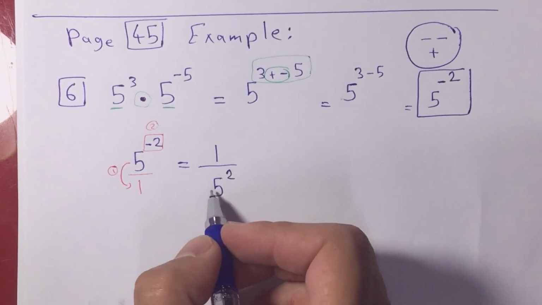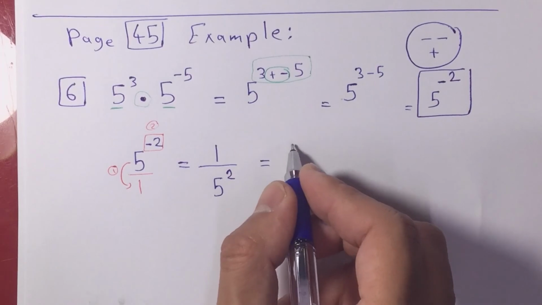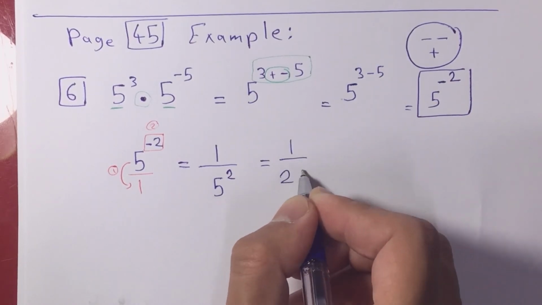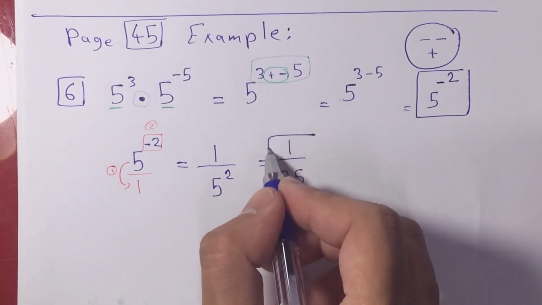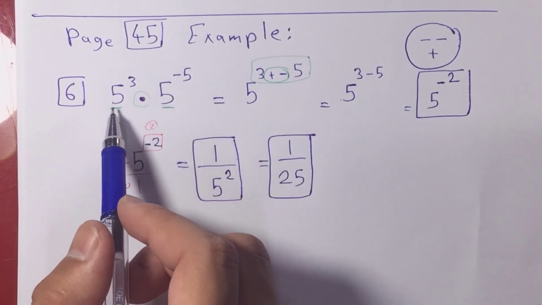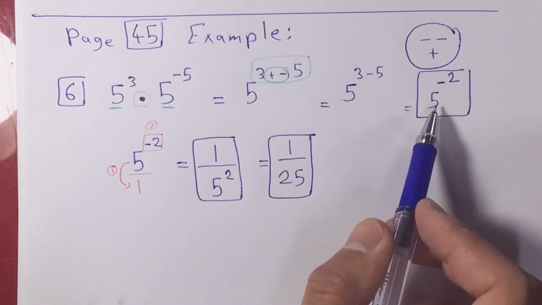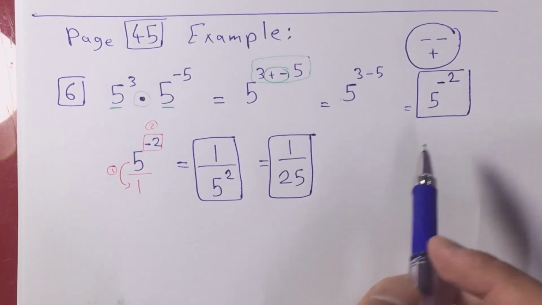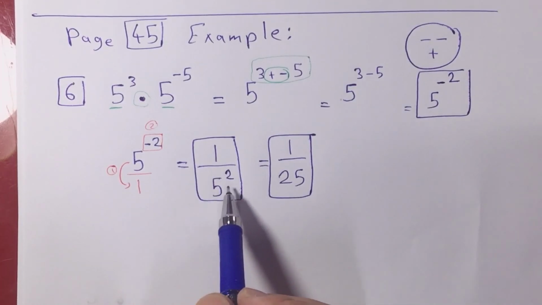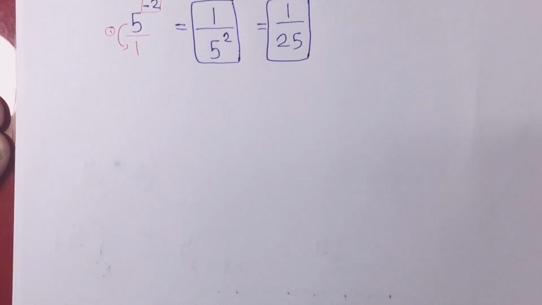And we know that 5 squared is equal to 25, so we can rewrite the answer as 1 over 25. So all these answers are true. The multiplication of 5 to the third times 5 to the negative 5 gives you 5 to the negative 2, which is equal to 1 over 5 squared, which is equal to 1 over 25. Okay, let's try example 7 from the same page.